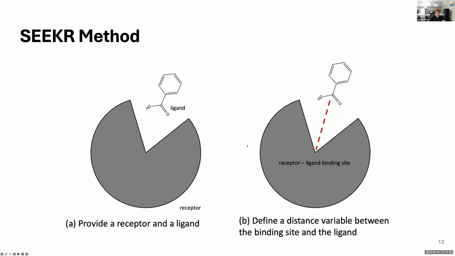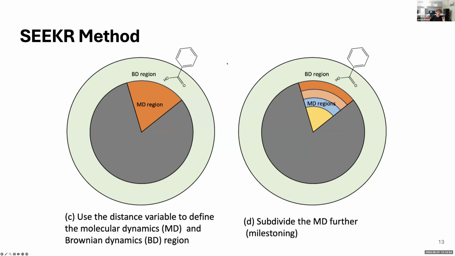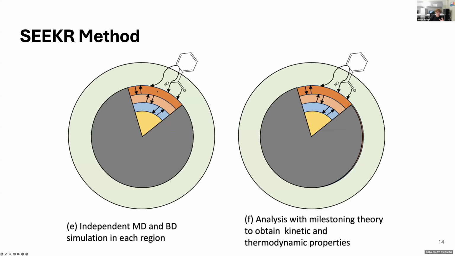So the way this works is we take our structure for our receptor and our ligand, and we define a variable that describes their binding. For a small molecule, distance is sufficient for this. When it's close, it's bound. When it's far away, it's not bound. So we define this distance variable, and then we divide this region into the Brownian dynamics region and the molecular dynamics region. Then we divide that region further into these milestones, keeping track of the time it takes and how many times it crosses each of these. And from these trajectories, we can piece together what the on and off rate for this small molecule is.